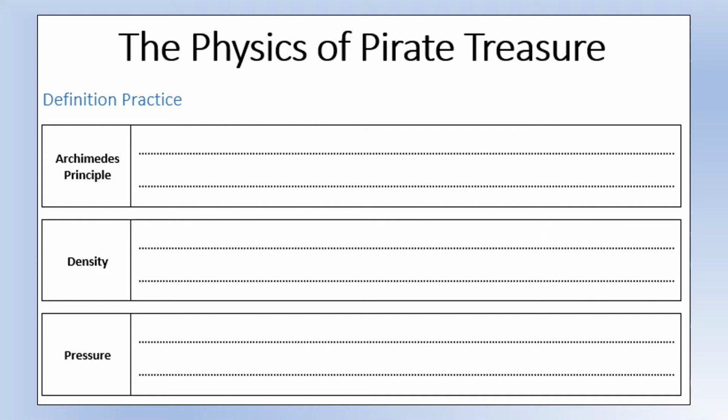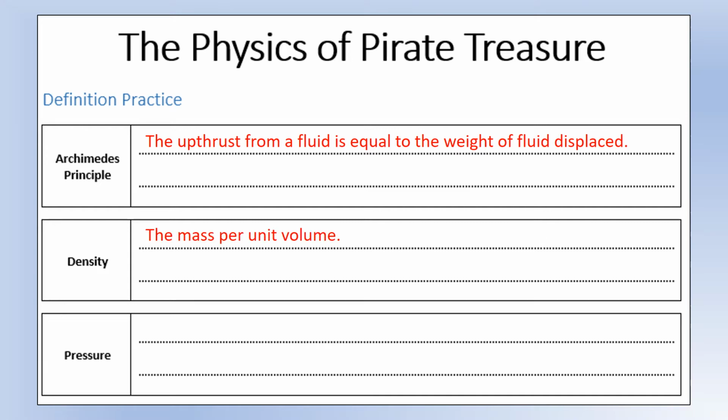Archimedes Principle states that the upthrust from a fluid is equal to the weight of fluid displaced, or sometimes you see buoyancy force in there instead of upthrust. Density is the mass per unit volume. Pressure is the force per unit area.